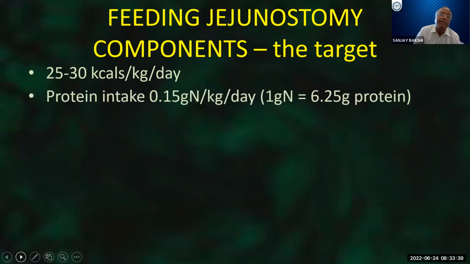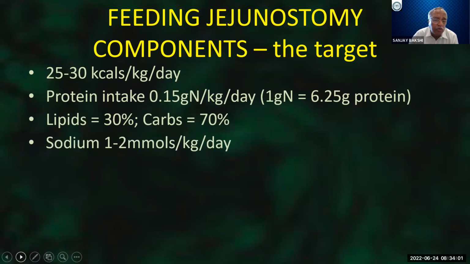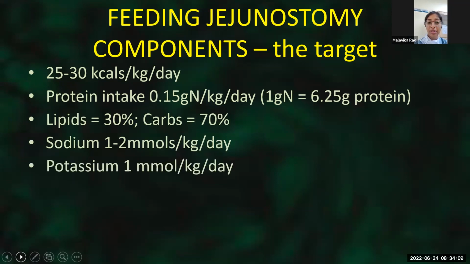Okay. Proteins. It's 0.15 grams of nitrogen per kilogram per day. If you divide that by 6.25, as quite rightly pointed out by Professor, the basic thing is 1 gram per kilogram per day of protein intake. And you're absolutely right. Lipids 30%, carbohydrates 70%. Sodium is 1 to 2 millimoles per kilogram per day. What is potassium? Potassium is 1 millimole per kilo per day. Okay, absolutely. What about calcium? Calcium and magnesium?